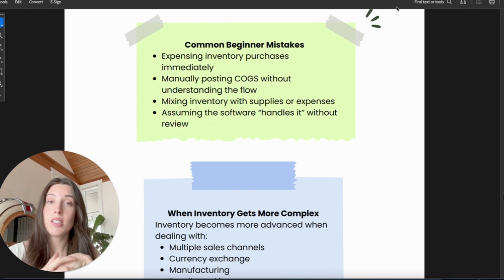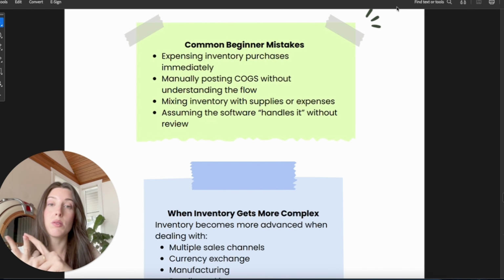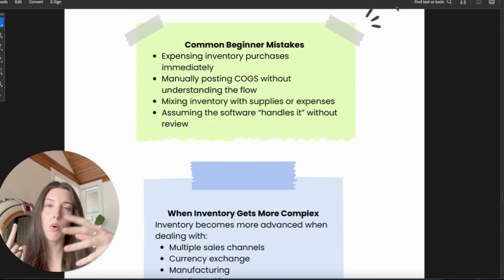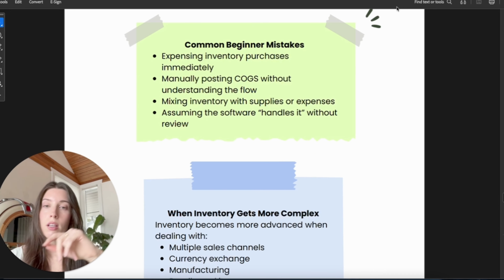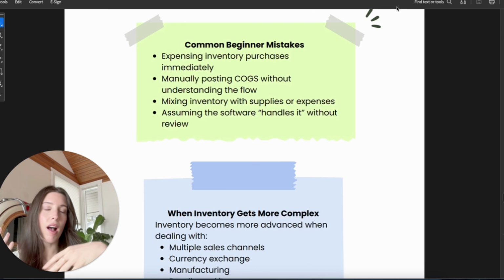Some common mistakes when dealing with inventory are expensing inventory purchases immediately rather than putting them on the balance sheet, manually posting cost of goods sold without understanding the flow or the process, mixing inventory with supplies or expenses, and then assuming the software just handles it without adequate review.